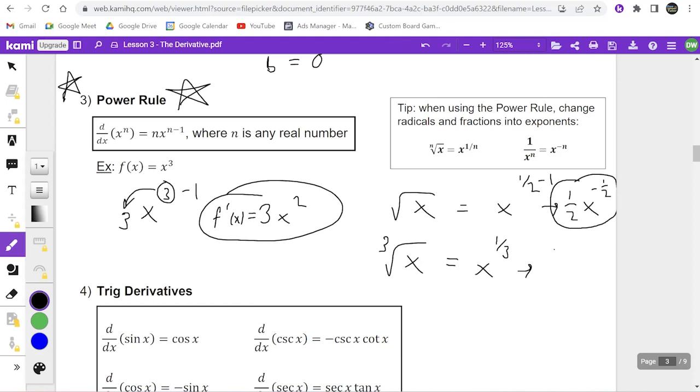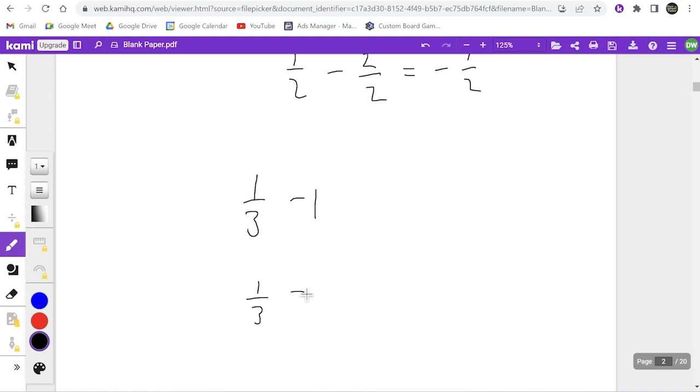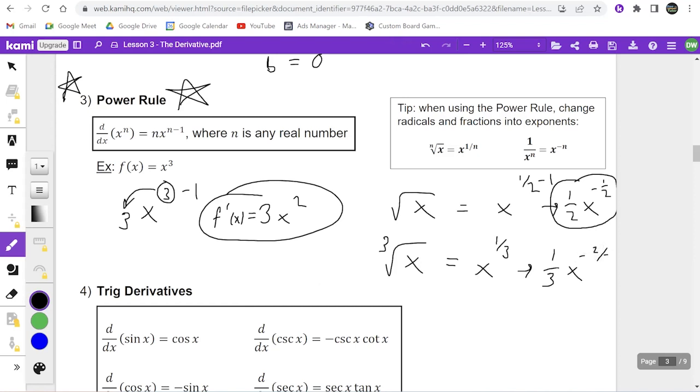No? Okay. It's 1/3 x, because I pulled the 1/3 out in front, times x, and then 1/3 minus 1. Remember, 1/3 minus 1 is the same thing as 1/3 minus 3/3. So you get negative 2/3 as your power. And that's what's going to go in the exponent for that.